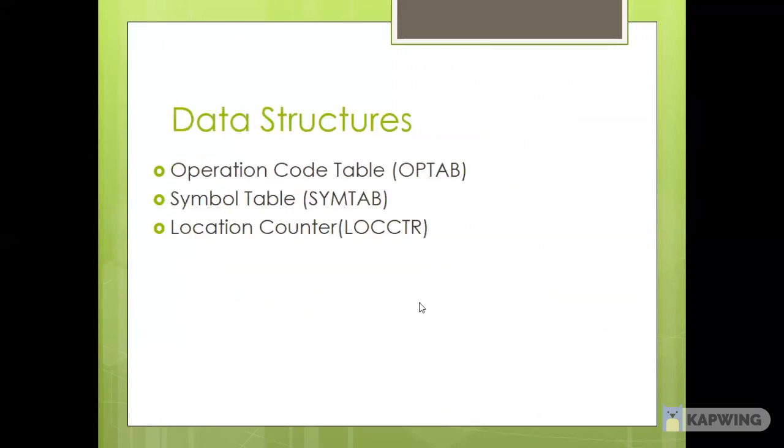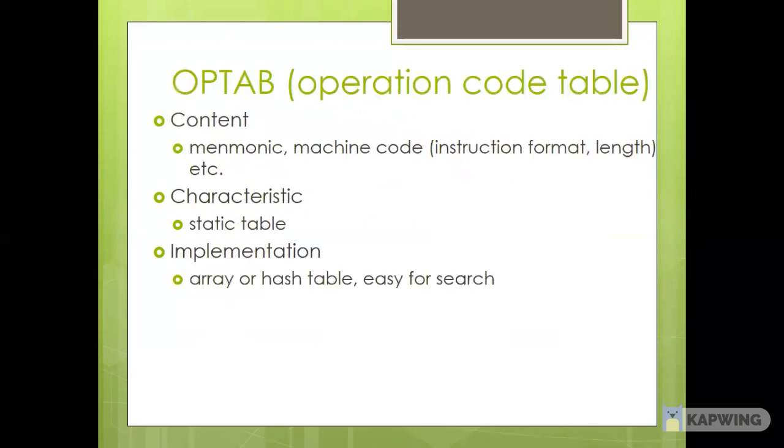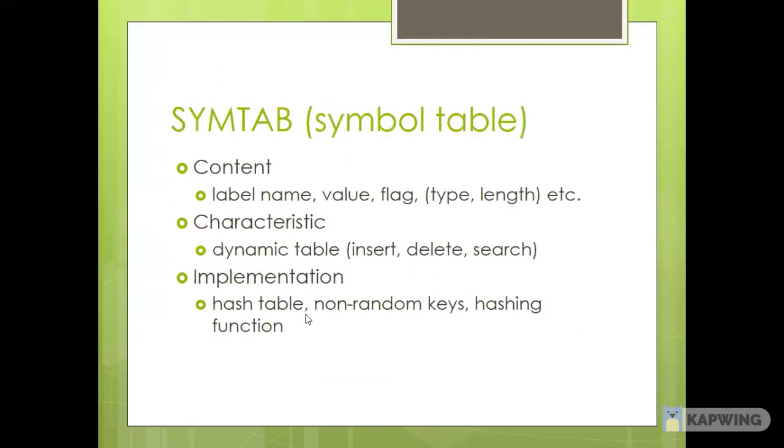So which data structures are used in an assembler? The operation code table, symbol table and location counter are the data structures used in an assembler. What is the operation code table? It contains mnemonics and machine code; in the machine code field it holds the instruction format and length. Its characteristic is that it is a static table. For implementation we use arrays or a hash table, which is easy to search.